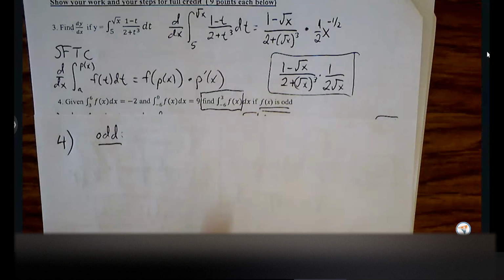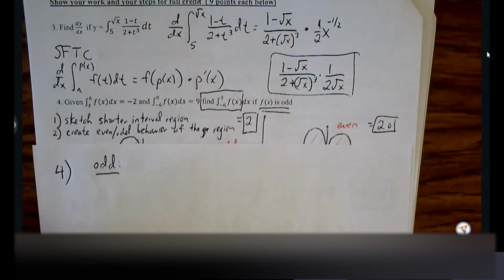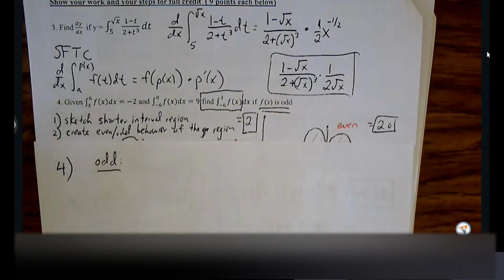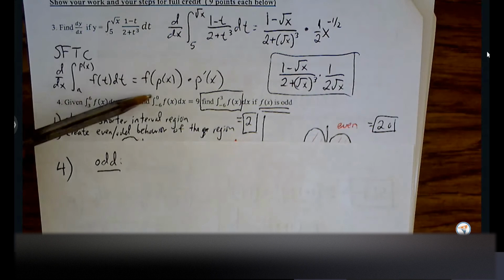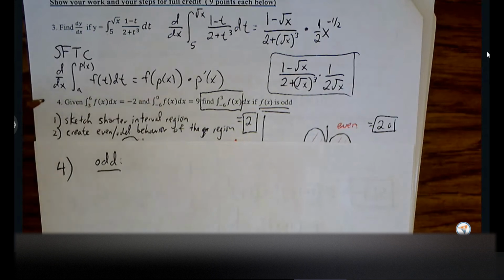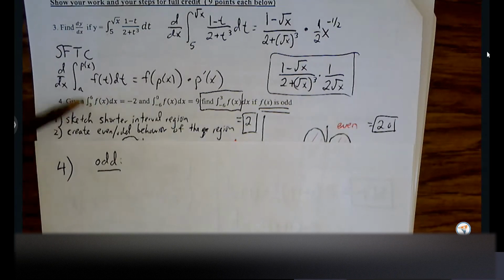Now, I split this into 2 steps. The first step is you want to sketch the shorter interval. So you see how 3 to 6 covers a shorter interval than -6 to 0? Right. Okay, so I want to start with the smaller interval, not the smaller value, just the smaller interval.